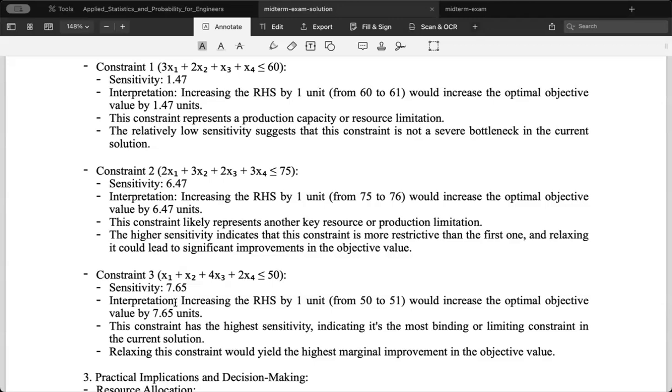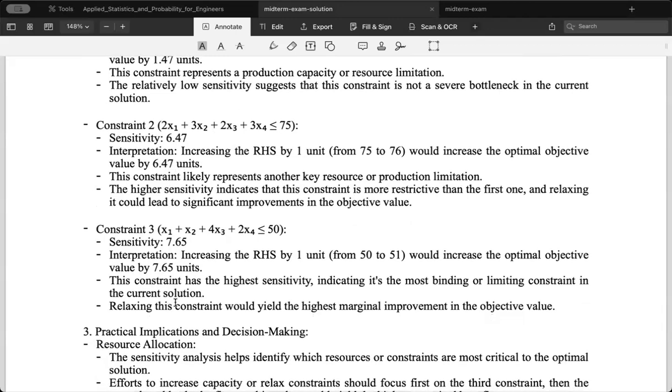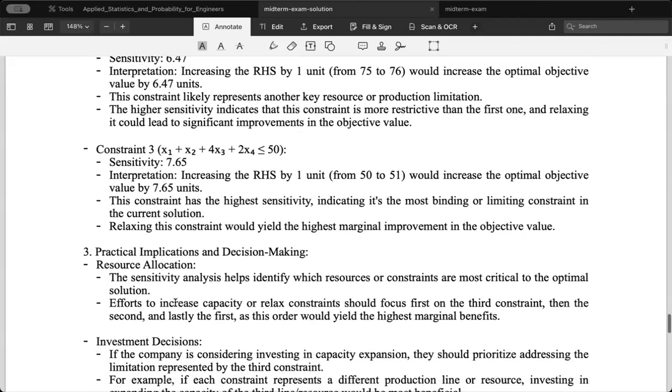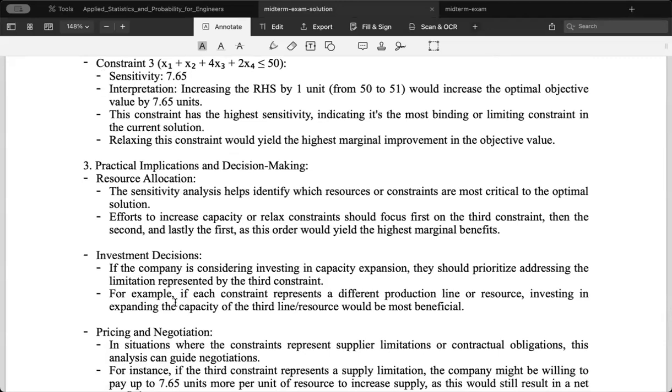Okay, so we can conclude that constraint 3 is sensitive. The right hand side of constraint 3 is the most sensitive one to the change of the optimum value of the objective function, right? If you choose for investment, if the company is considering investing in the capacity expansion, they should prioritize addressing the third constraint, because it's sensitive to the objective value. Okay, just that.